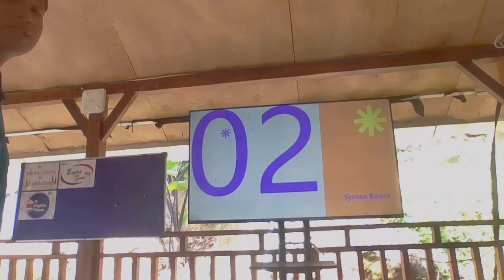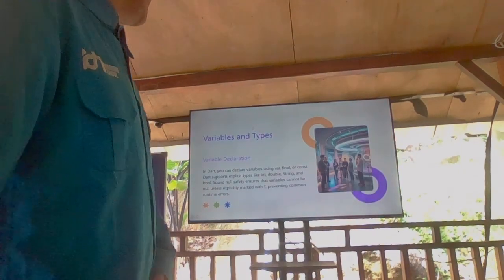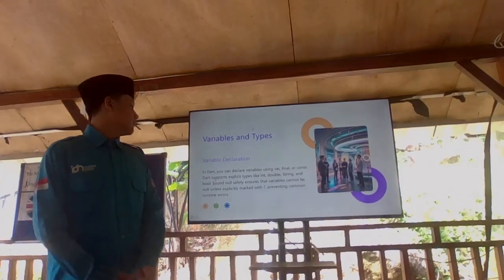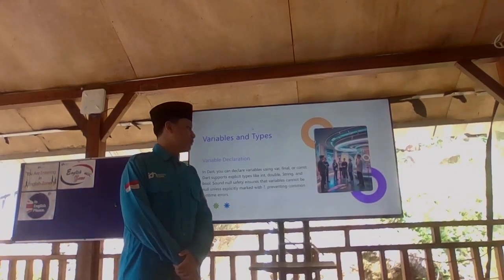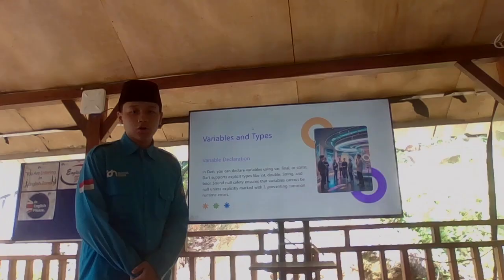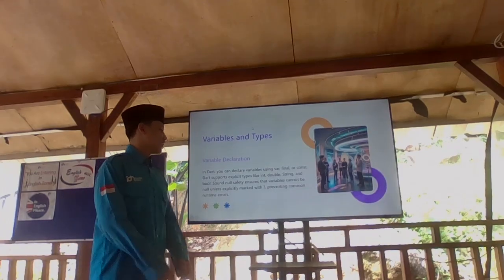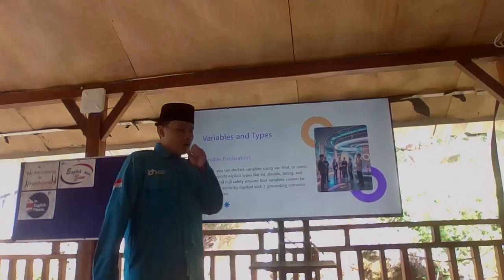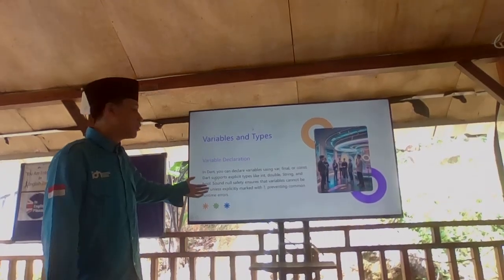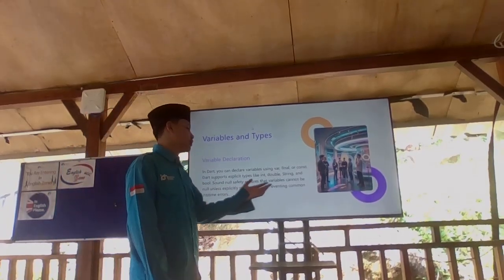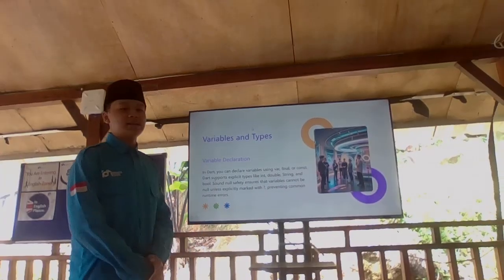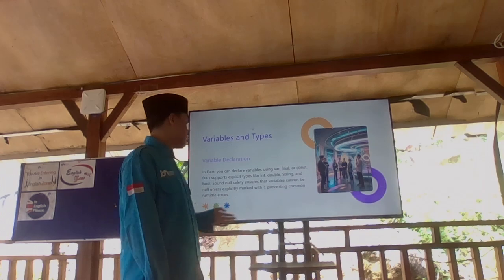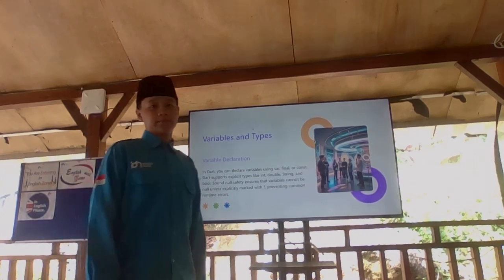Okay, the second part is syntax basics. Variables and types. Variable declaration: in Dart, you can declare variables using var, final, or const. Dart supports explicit types like int, double, String, and also bool. Sound null safety ensures that variables cannot be null unless explicitly marked with the question mark symbol, preventing common runtime errors.